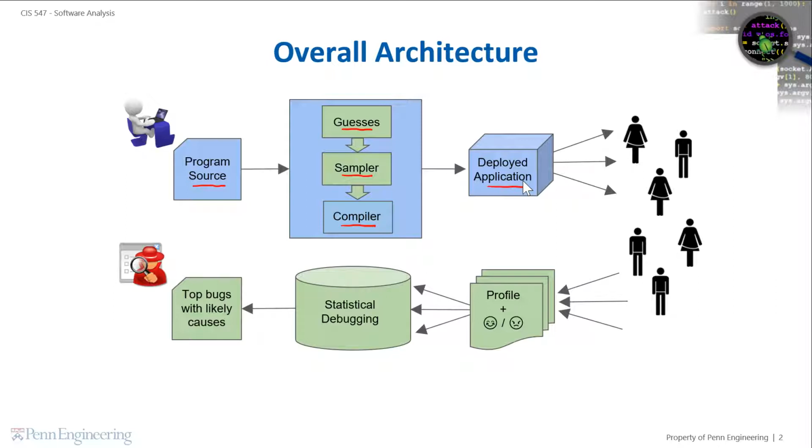During user runs of the program, behavior feedback profiles are created along with bits indicating the success or failure outcome of the run. And these profiles are transmitted back to the developer's database. The developer can then perform statistical analysis on this data to determine which bugs are the most important and what their likely causes are. Notice that unlike the other software analysis techniques in this course, this approach does not require a formal specification in order to find bugs.